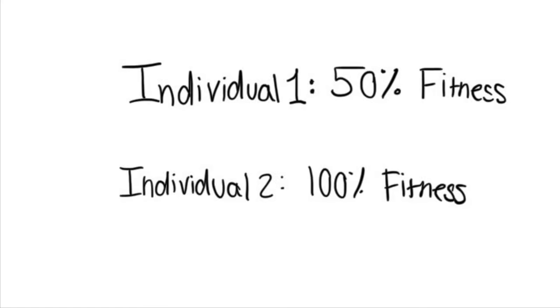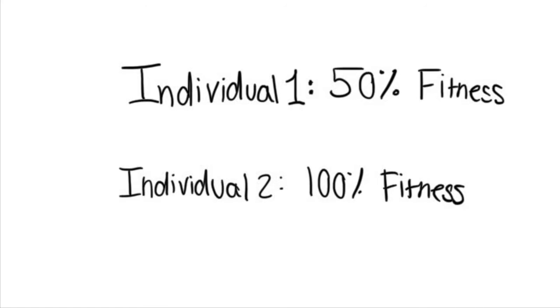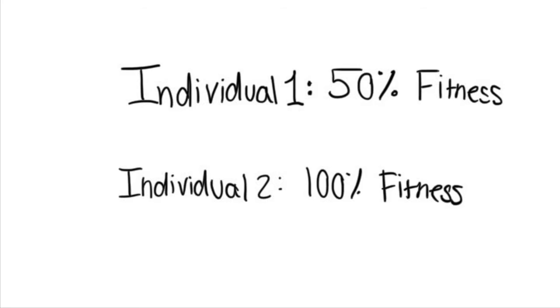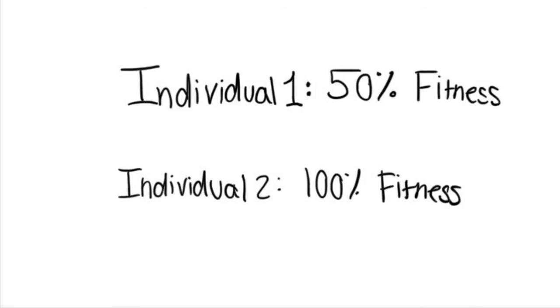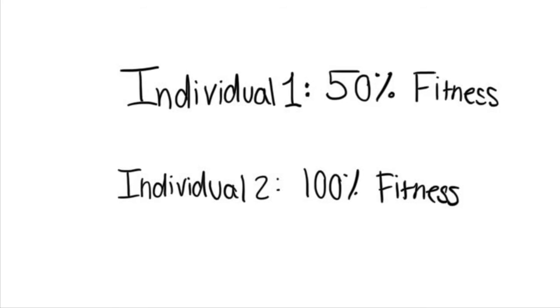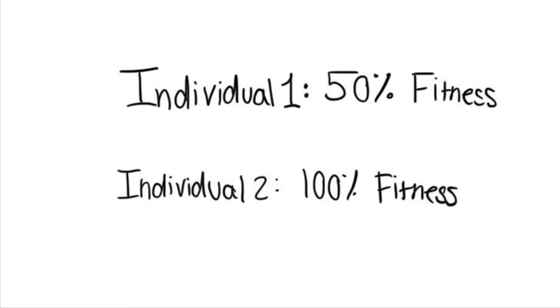For both individuals, we were able to determine expected fitness. Individual 1 only has 50% fitness, meaning there's only half a chance of survival. Individual 2 has 100% fitness, meaning that all will survive.